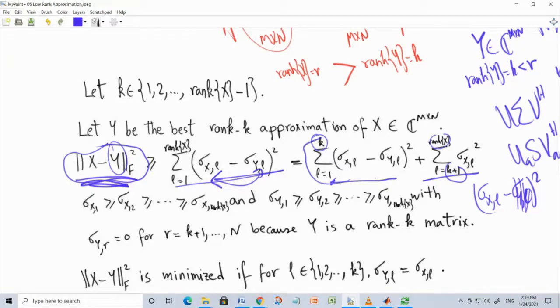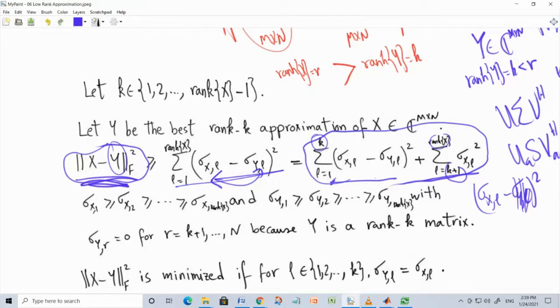How can we make this thing minimum? How can we minimize it? What do we control? We control matrix Y. Matrix Y is like the optimization variable in matrix form. This is what we control and we design.